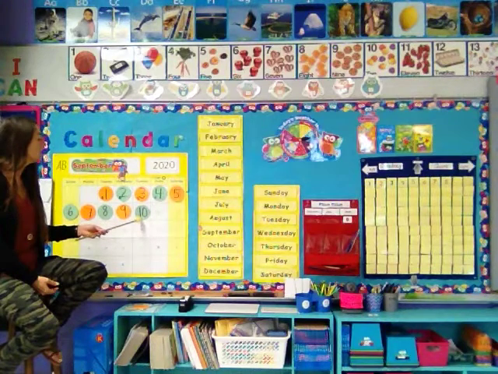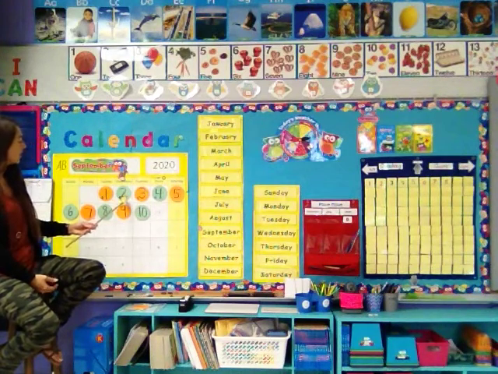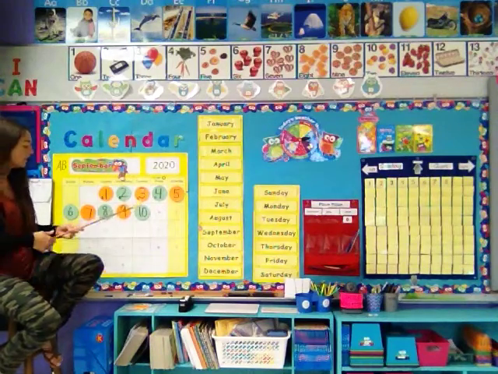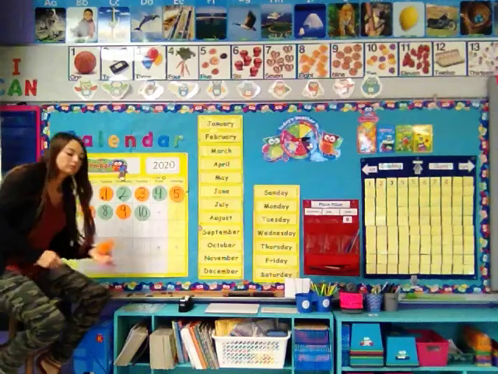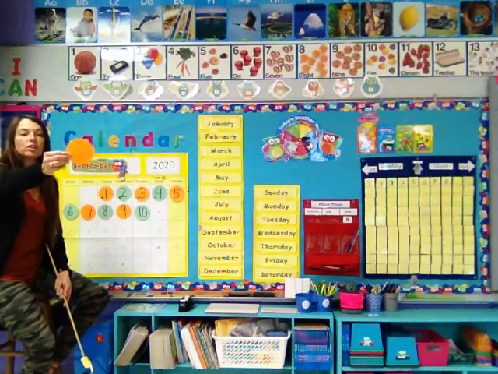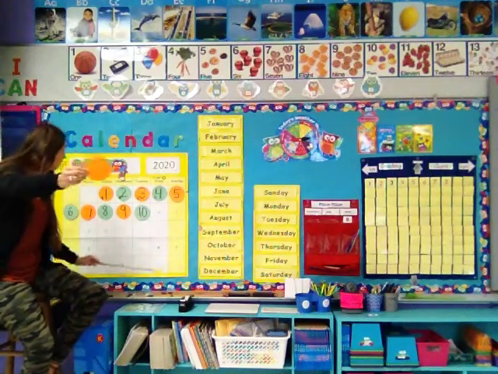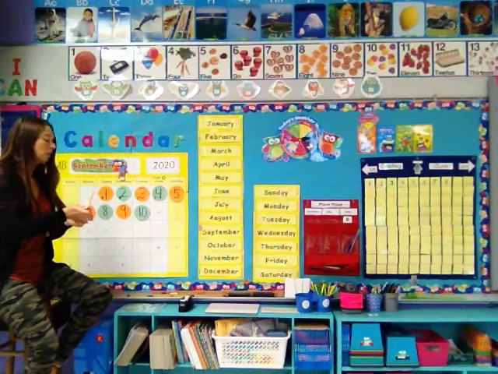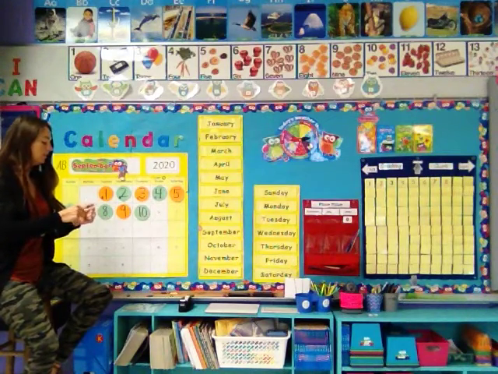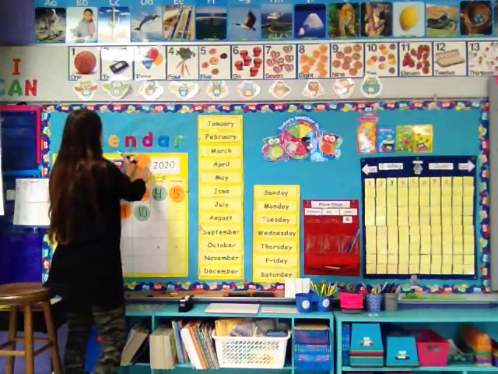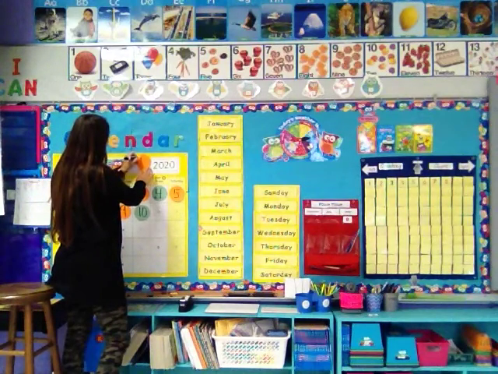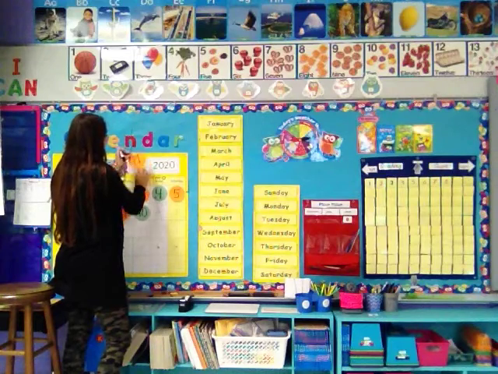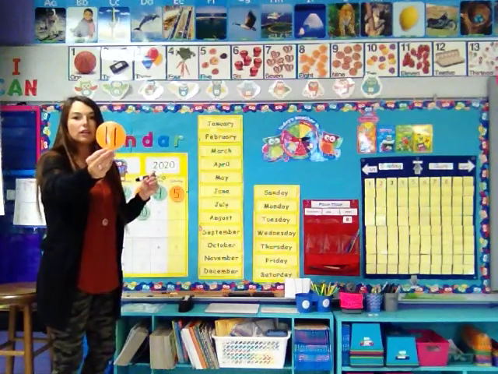If we had green yesterday, look up here at all the other greens. What color comes after each green? Can you see it? We have orange. So today we're going to put the number 11 on an orange circle. And when we write the number 11, we put a 1 first, and then we put another 1, and that is how we write the number 11.